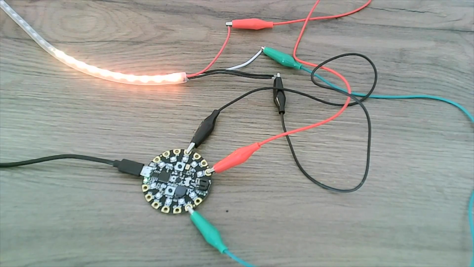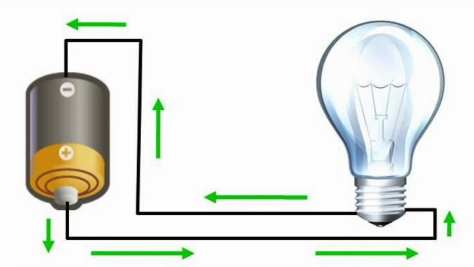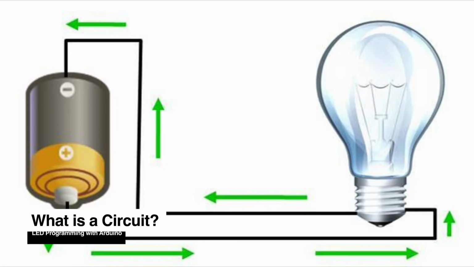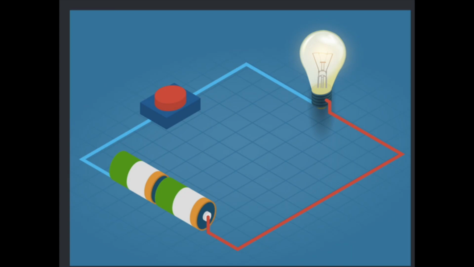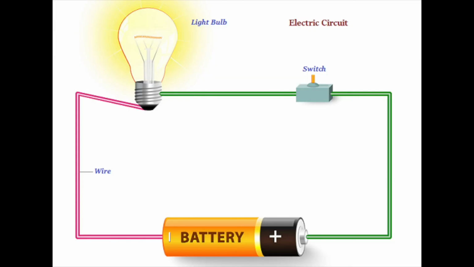Programming short strips like this can be useful when you're prototyping, but to power more LEDs, we'll need a power supply. An electrical circuit is the path through which an electrical current travels. In this diagram, we see a battery and a light bulb. These two, when connected with wires, create a simple circuit. We might add a button in the middle of the circuit. This would allow us to interrupt the circuit, turning the light bulb on and off because we were opening the circuit. Here's another example using a switch. In the same way, we can break the flow of current to turn the light bulb on and off.